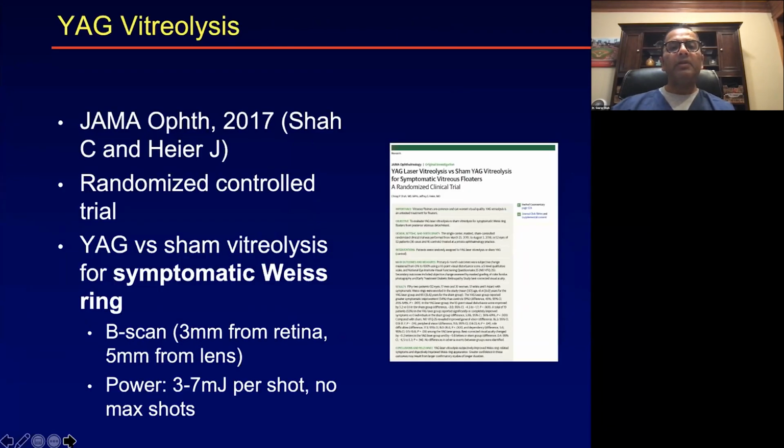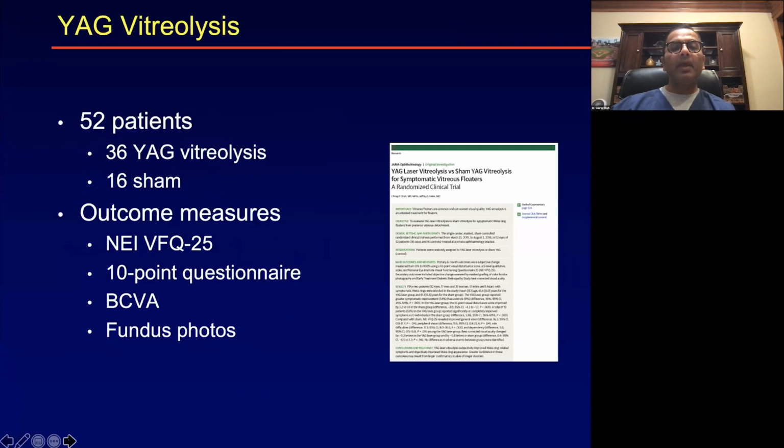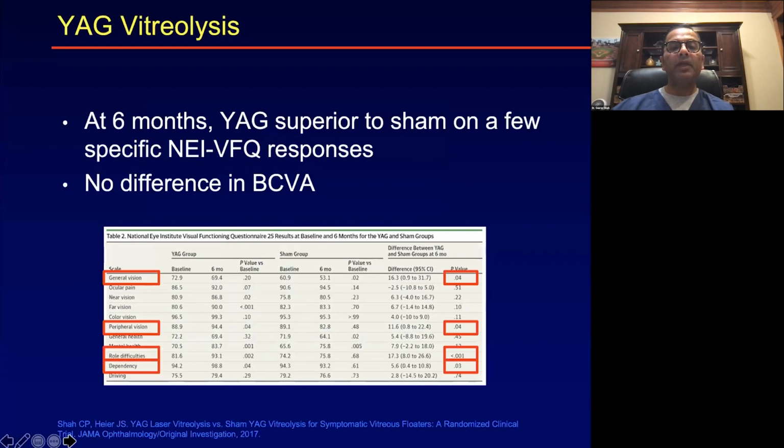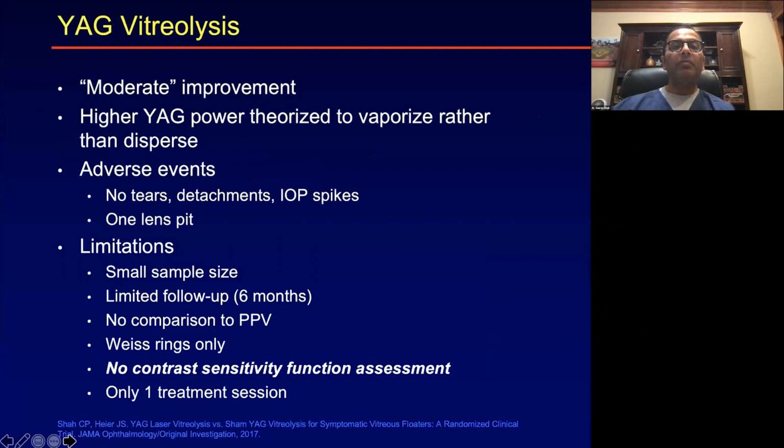So YAG vitreolysis, there's a randomized clinical trial in 2017, but this was for symptomatic Weiss ring, not floaters only, but just for symptomatic Weiss ring. And they did this study, and they looked at these different questionnaires, BCVA and fundus. And what they really found was the subjective and objective grading of resolution at 6 months with a qualitative scale. At 6 months, YAG was superior to sham on NEI responses, but there's no difference in visual acuity. So there's a moderate improvement.